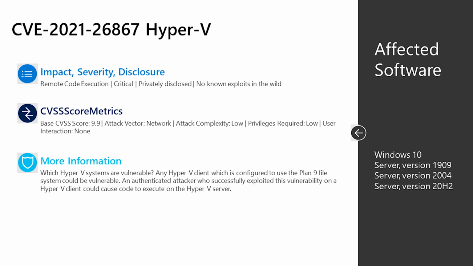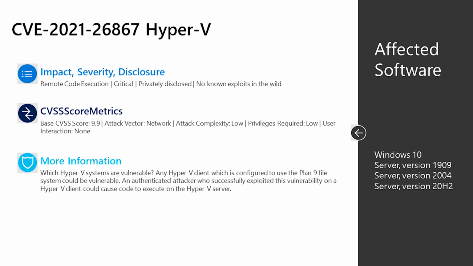So it demands attention. One other thing to point out here is that this only affects Hyper-V clients that are configured to use the Plan 9 file system. So if you're not using Plan 9 file system on your VMs, this is something you don't need to pay attention to. Now, the updates are in the cumulative update for Win 10 and server here. So there's no extra leaps that you have to go through if you are using Plan 9. But if you are using Plan 9, I would highly recommend prioritizing the updates for those VMs and get them updated as soon as possible.